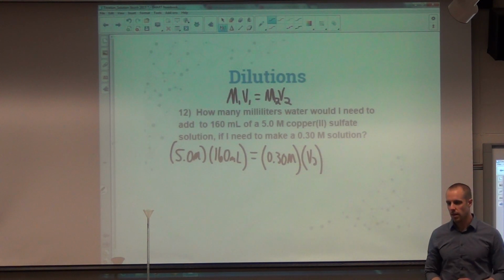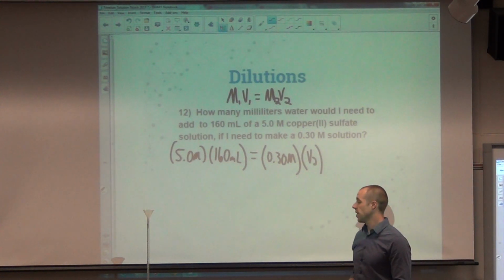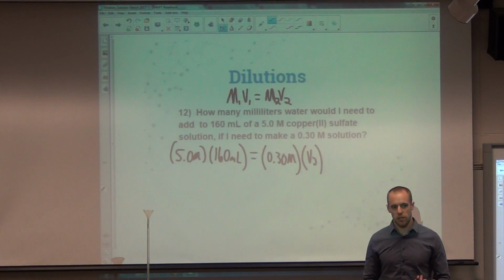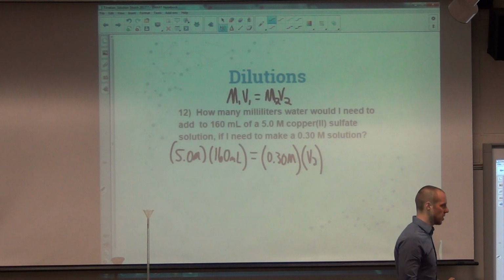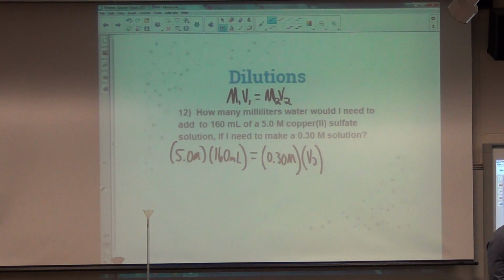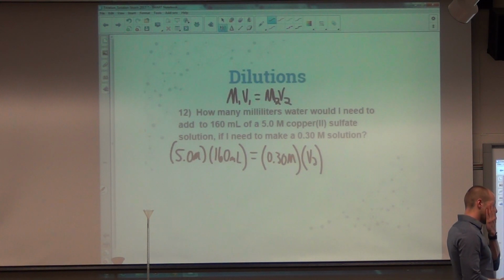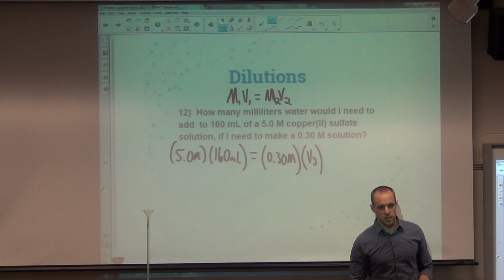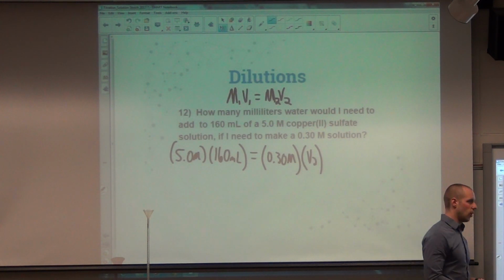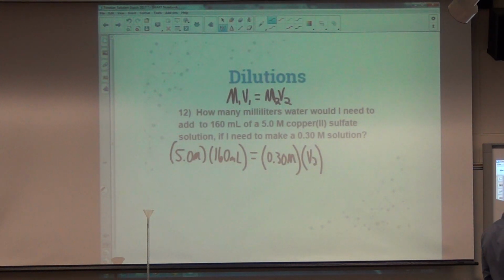For these types of problems, if we want our answer in milliliters, we can leave this in milliliters. That's fine. We don't have to convert to liters like we will when we use the molarity equation. Now solve for V2. We're going to take 5 times 160 and then divide it by 0.30. So that's going to give us the final volume that our liquid needs to have for this dilution to work out.